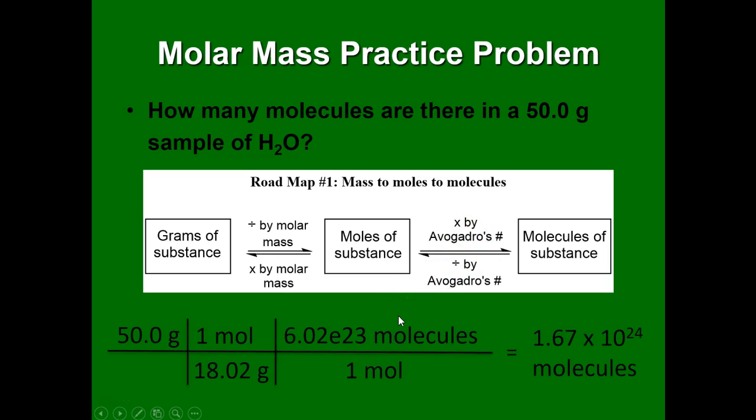How does that look in a train track setup? Well, here's my measurement that I'm starting with, 50.0 grams of water. I want to cancel out grams by using the molar mass, and so it's 1 mole over 18.02 grams. Then I want to cancel out moles and get to molecules by using Avogadro's number in this form with molecules on the top and moles on the bottom. So now I'm canceling out grams, I'm canceling out moles, I'm left with molecules. When I do the calculation, I get 1.67 times 10 to the 24th water molecules in 50 grams of water.